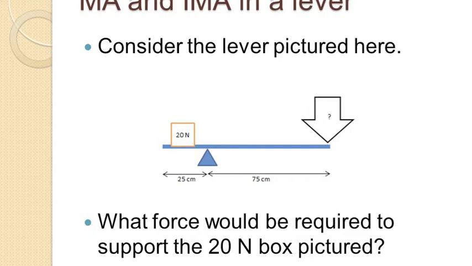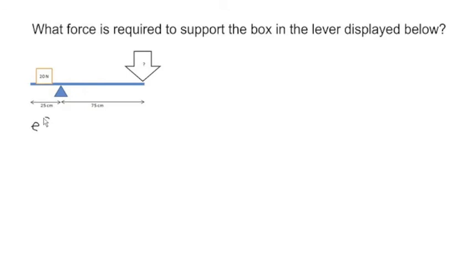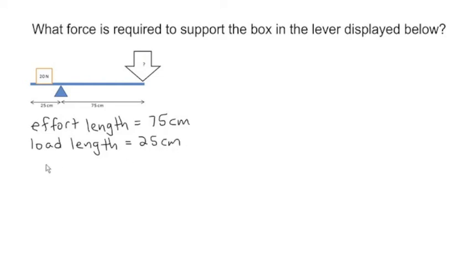Okay, so as always, the first thing we want to do is list all our given information. The effort arm length equals 75 centimeters. The load arm length equals 25 centimeters. We also know the load force, which is the output force, is 20 newtons. What do we want to find? The input force. We can't do that directly, however. We need to find something else first.